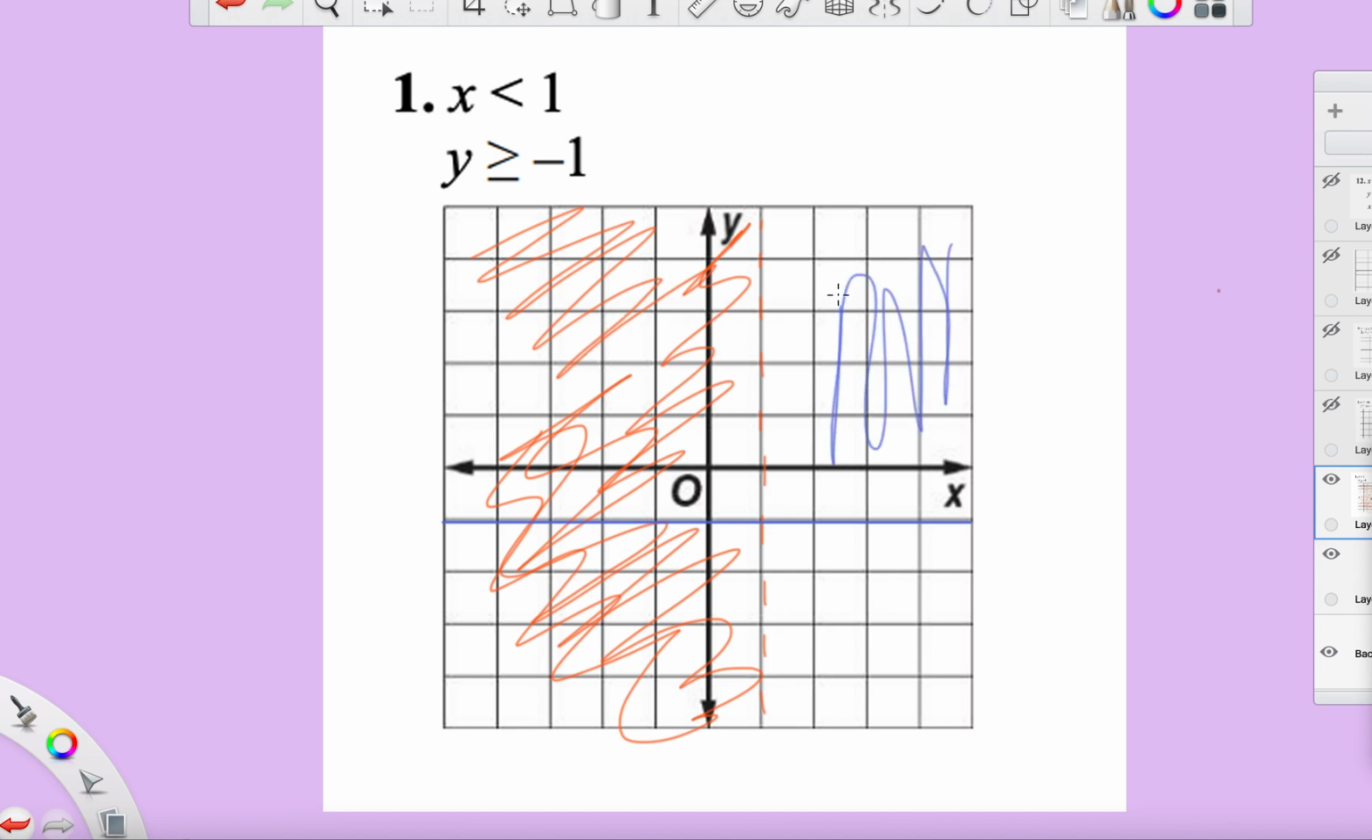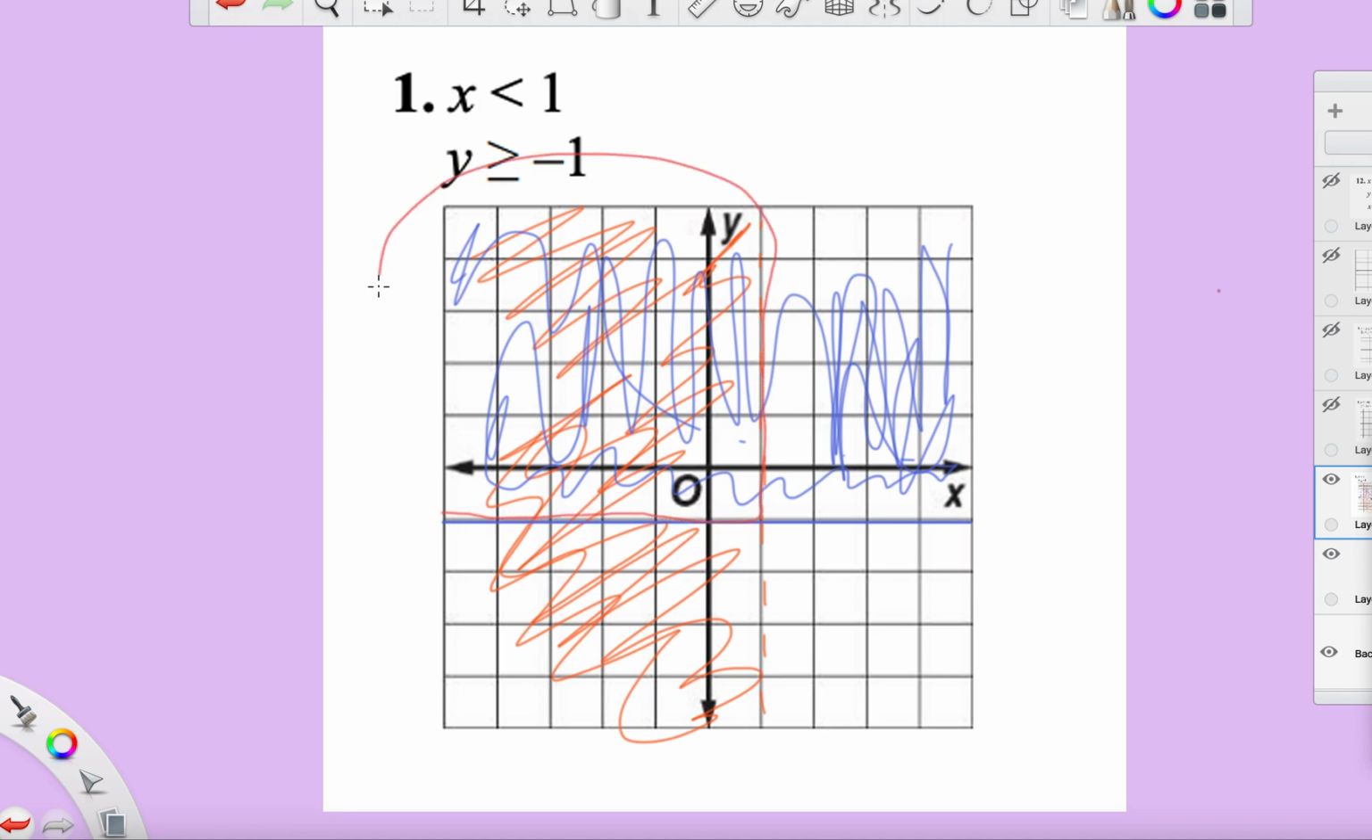So I can just sort of scribble in here and scribble across here. And remember, it's everything above this line. So what is it that's a solution? All right, well, I'll see if I can outline it here. It's everything in here, right? Everything in there, and all these things would be a solution.